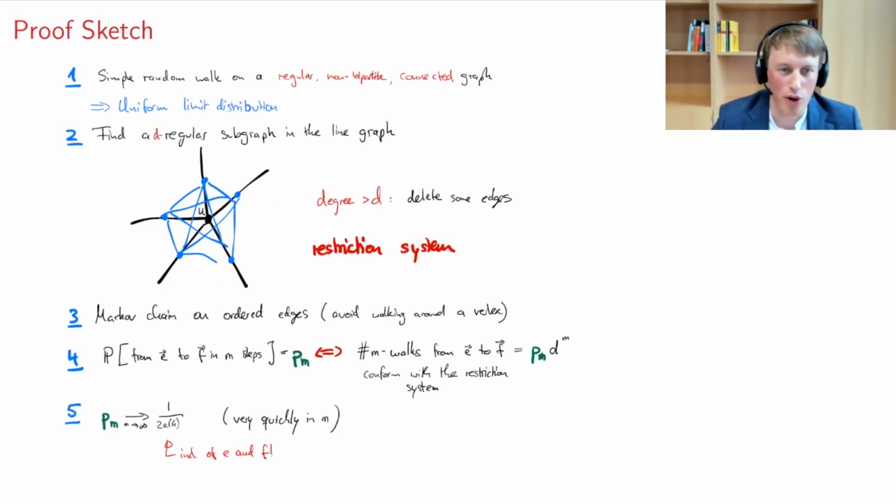Okay, so number one. One thing which seems very unrelated is the following. Think of a random walk, so a Markov chain on a graph. You are at a vertex, and then you go to the next vertex in the next step uniformly to one of its neighbors. And given this graph is regular, non-bipartite and connected, then actually after a long time, you're equally likely in every vertex. So you have a uniform limit distribution. So keep that in mind. This will be important in a second.